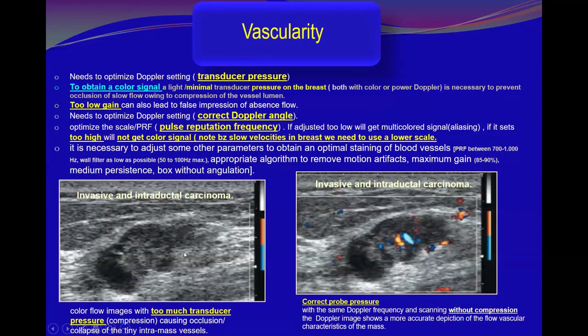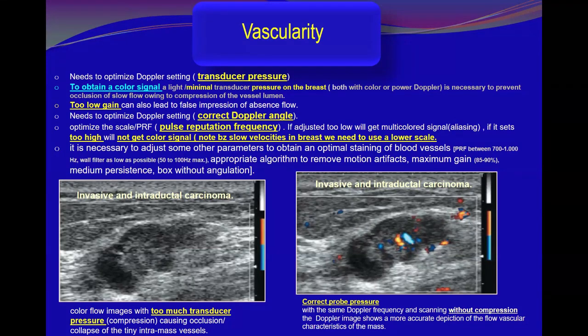Okay, if we see this example here, this is the same lesion seen here and again seen here. Why, at the same time but with different setting, here we could not appreciate any color signal, but here there is a good color signal? This is an invasive cancer, because they used too much transducer pressure. When we use too much transducer pressure, especially in the breast, as we mentioned, the breast has small vessels with slow velocity. So it is easy to be compressed and occlude the lumen. Then we get a false impression of absent vascularity.